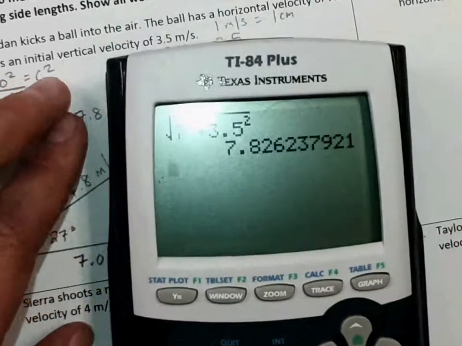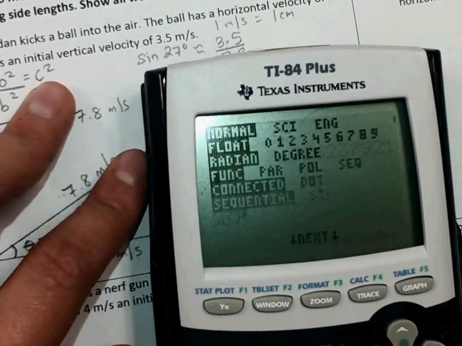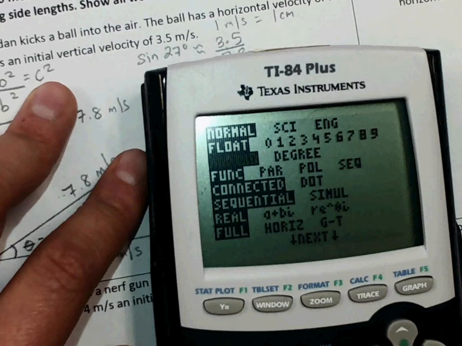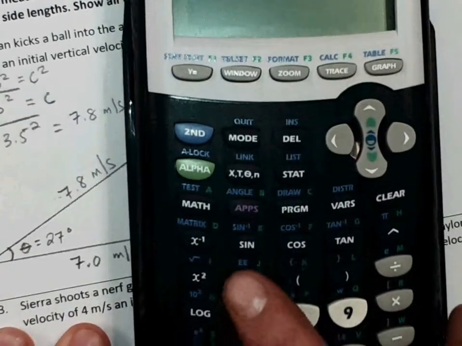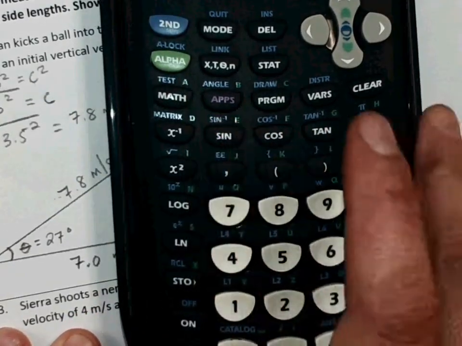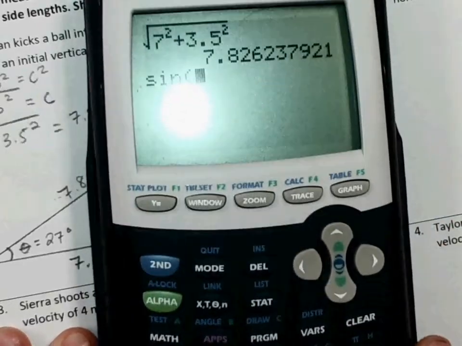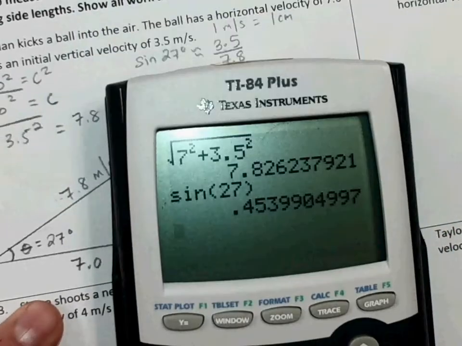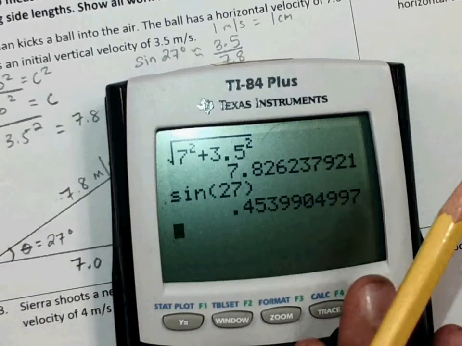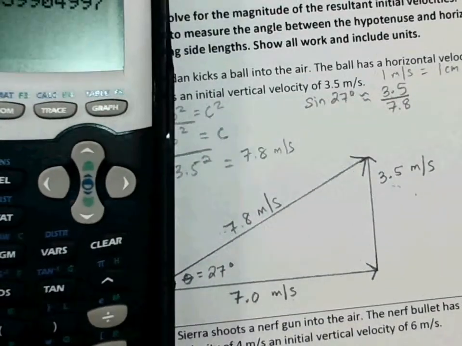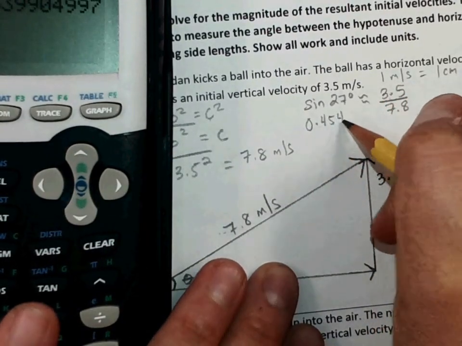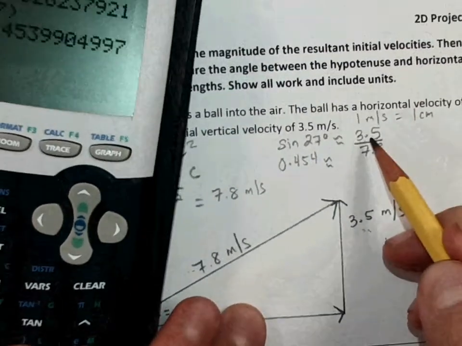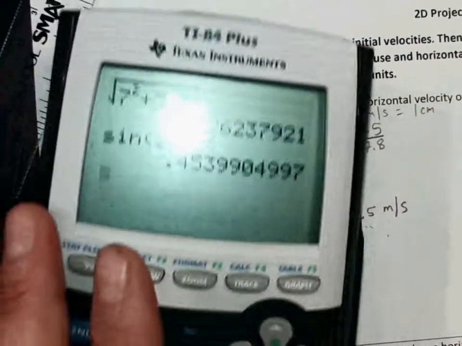I need my calculator, and I need to check that my calculator is in degree mode, so I'll go to mode. Right now it's in radian, so I scroll down, I highlight degree, I hit enter, second quit, and I'm going to get the sine button. Sine of 27 equals 0.454. So I'll write that just below here, 0.454, and that should approximately equal 3.5 divided by 7.8.